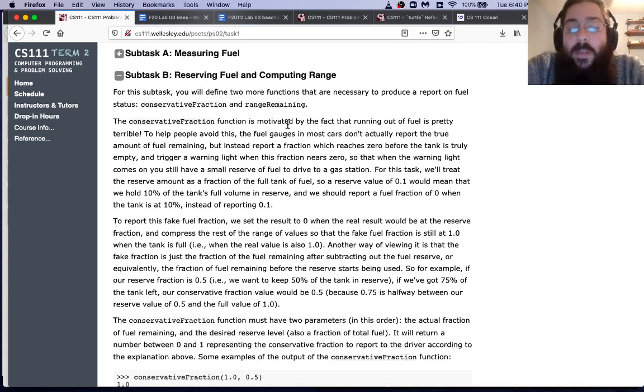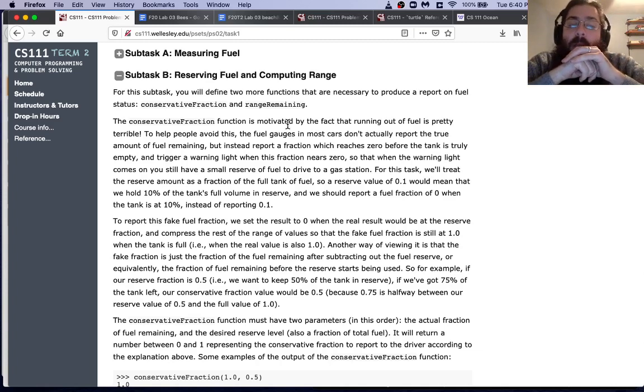The conservative fraction function works like this. You give it a fraction of a tank, like let's say 50% of a tank, 0.5 as the fraction. And you also give it a number for how much of the tank you want to keep in reserve. So maybe you say, well, I'm really conservative, I want to keep half of the tank in reserve, and my reserve value is 0.5. And right now, I have 75% of a full tank, so my fraction is 0.75.